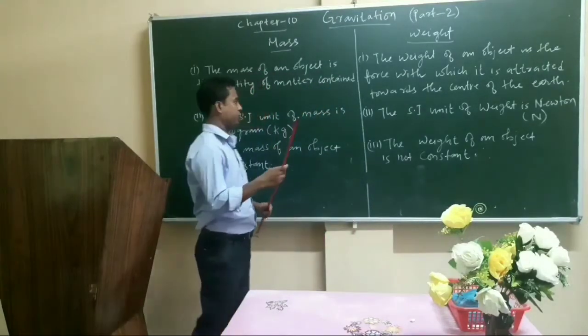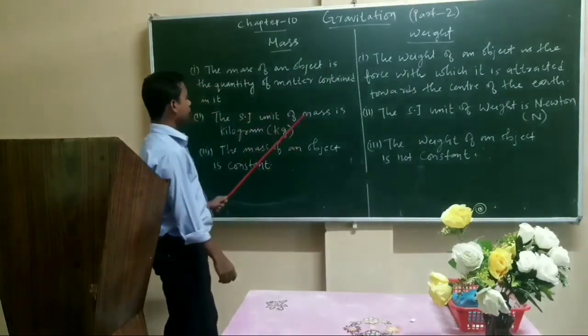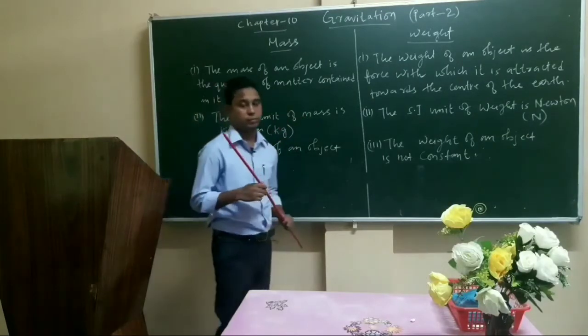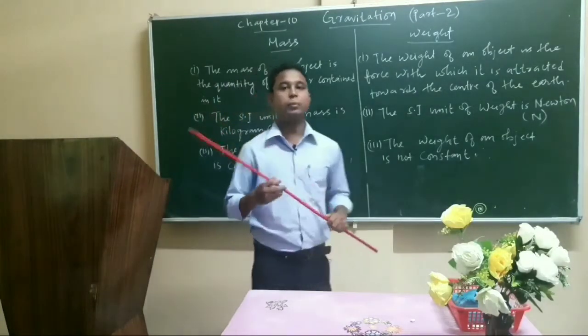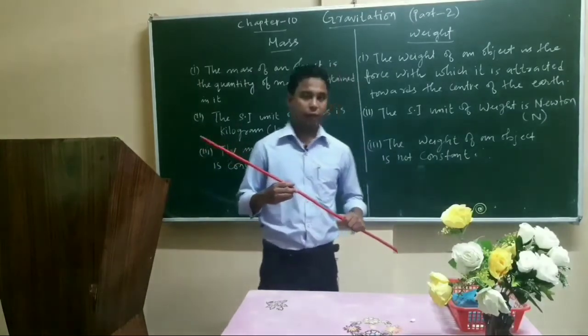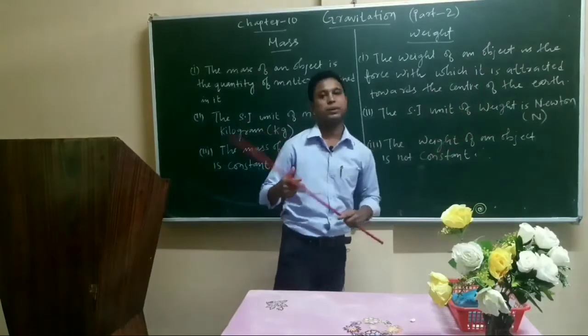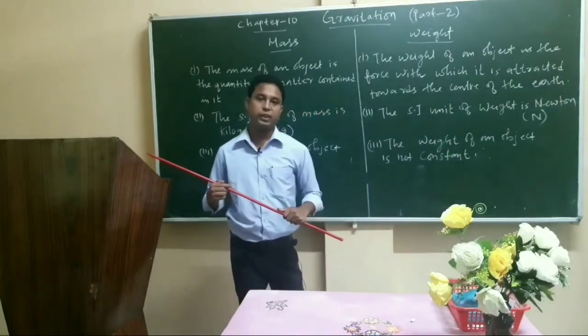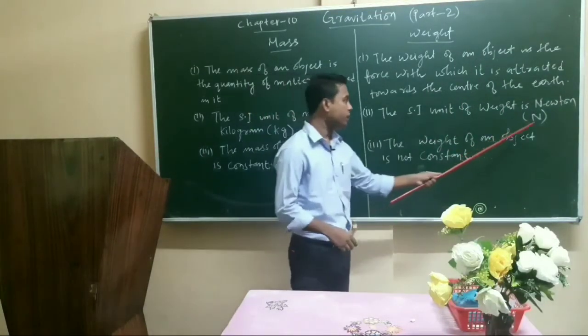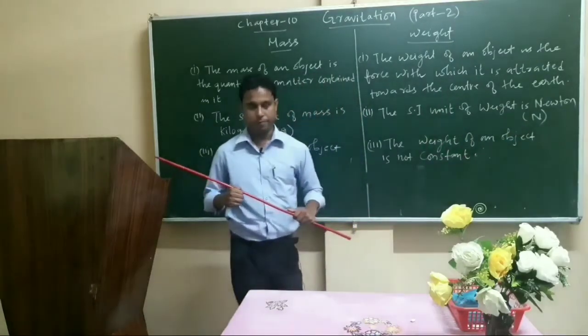Clear? Okay. Then what is the SI unit of mass? The SI unit of mass is kilogram. And what is the SI unit of weight? The SI unit of weight is Newton and denoted by capital letter N.